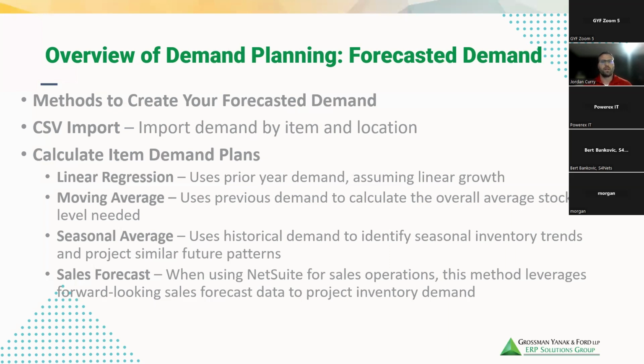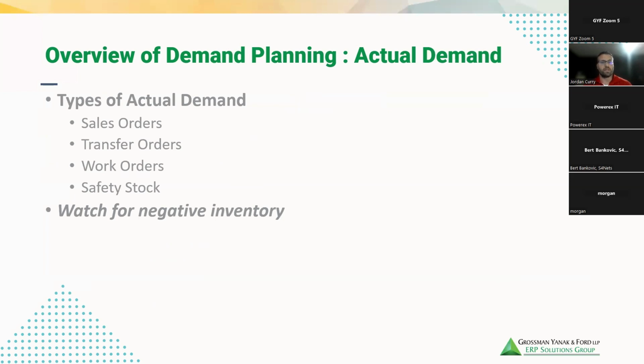So moving on, we got the actual demand. Okay, so this is kind of obvious, but I just wanted to point it out. Particularly, this is important for time phased and MRP. So the types of demand, everybody just thinks of orders, sales orders, but also on a location by location basis, transfer orders trigger demand. Work orders trigger demand for the lower level components. And then safety stock actually triggers demand as well.